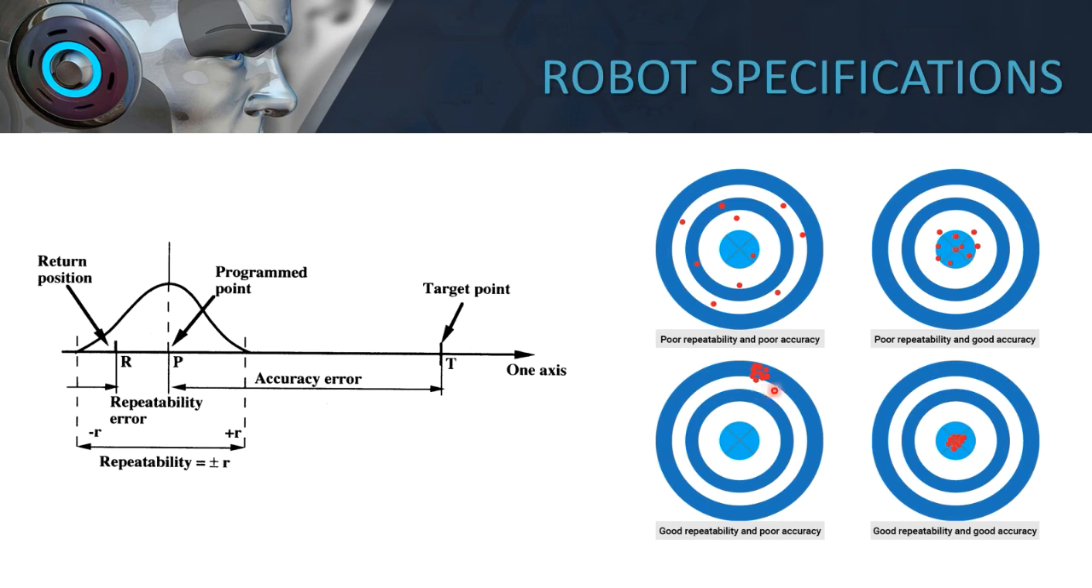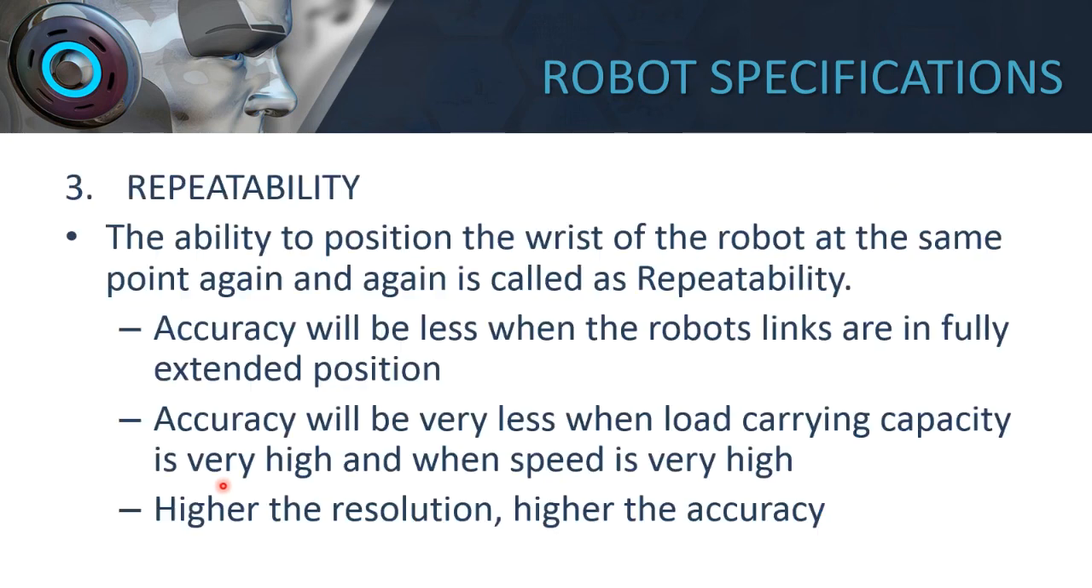In the third figure, repeatability is good because it is reaching one particular point again and again, but the accuracy is not present. That is poor accuracy. The fourth image depicts good repeatability and good accuracy. This image also shows the target point, that is the program point, and the return position. The program point is P, and once it reaches P, if it has to return to position R again and again but reaches somewhere else, then it is a problem. Then you say there is a repeatability error, and that repeatability can be defined as plus or minus R.